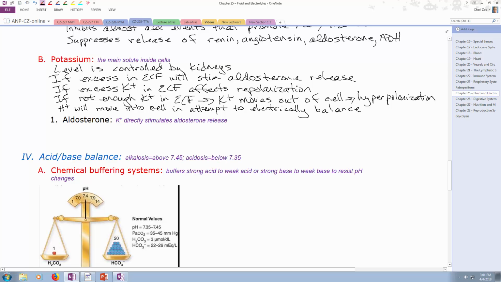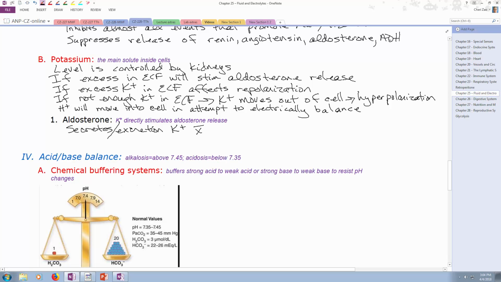Again, potassium directly stimulates aldosterone release. And so this secretes it into the filtrate, which will be excreted in our urine. And this is easily done whenever we have a normal pH.